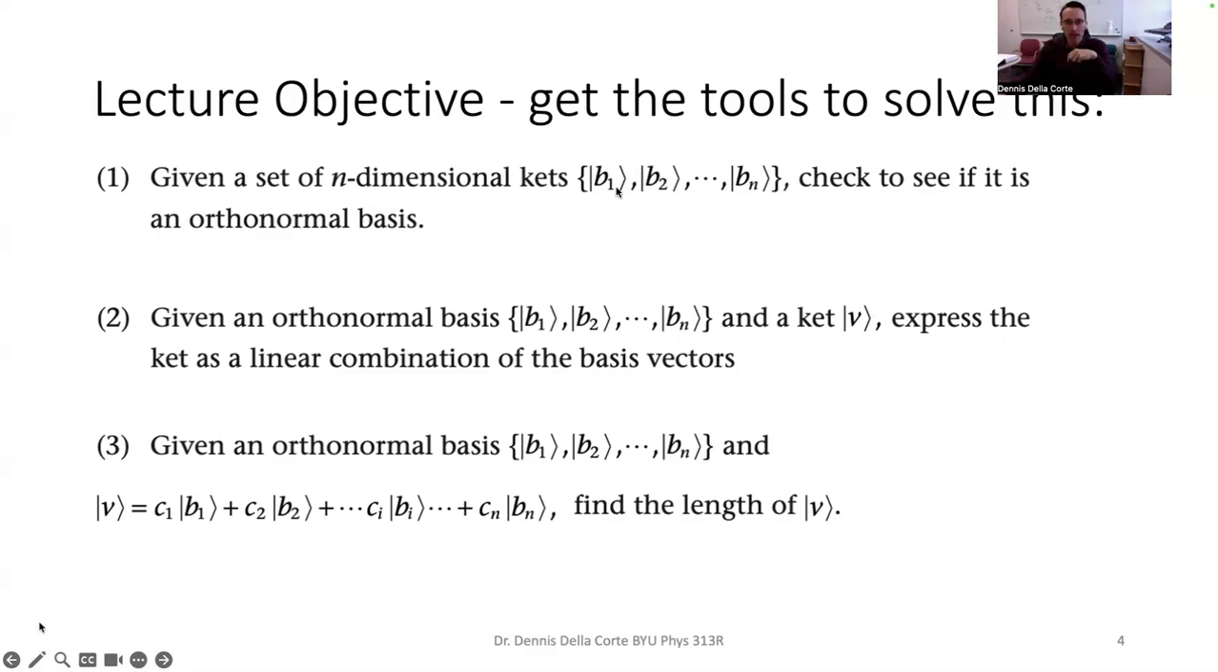But you have a bag of these kets, and the question is, do all of these kets form something that we call an orthonormal basis? Again, you don't know what that means yet, but at the end of this class, you should be able to understand, oh, this is a set. These are kets, and these kets could potentially form an orthonormal basis, and you will have the mathematical tool to do that.